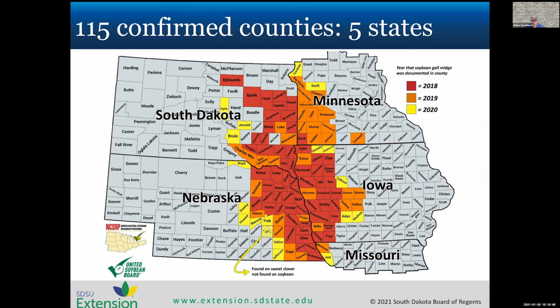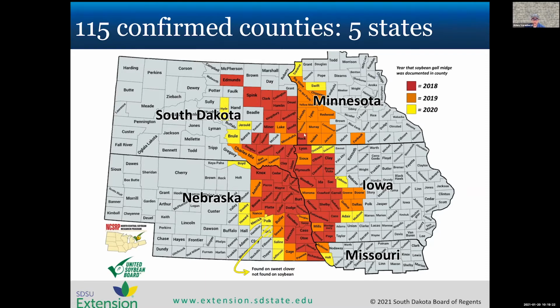And I mentioned it at the earlier part of the talk, but this isn't an issue that's unique just to South Dakota. We're actually seeing soybean gall midge in 5 states. And as of 2020, there were 115 confirmed counties. So this is a pest that seems to be pretty widespread. And some of the harder hit areas, besides the southeast portion of our state, seem to be, as you can see, between the border of Nebraska and Iowa.